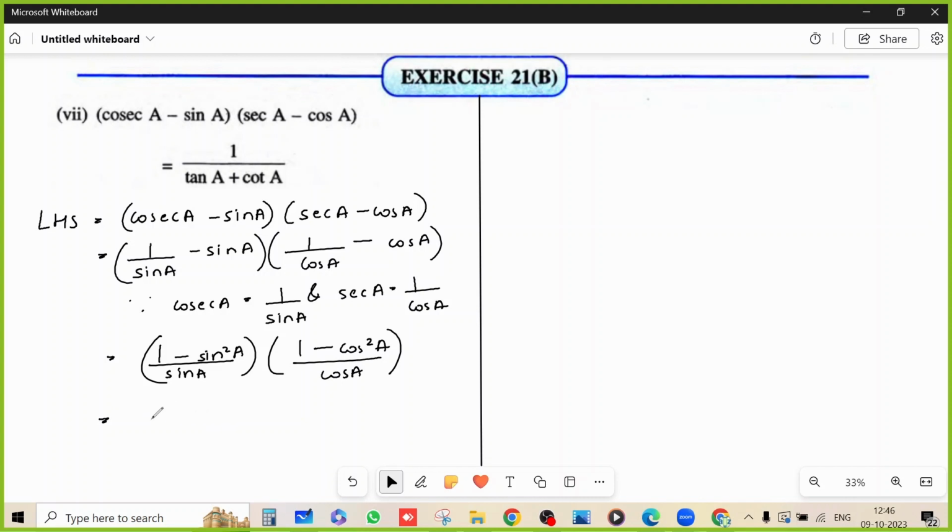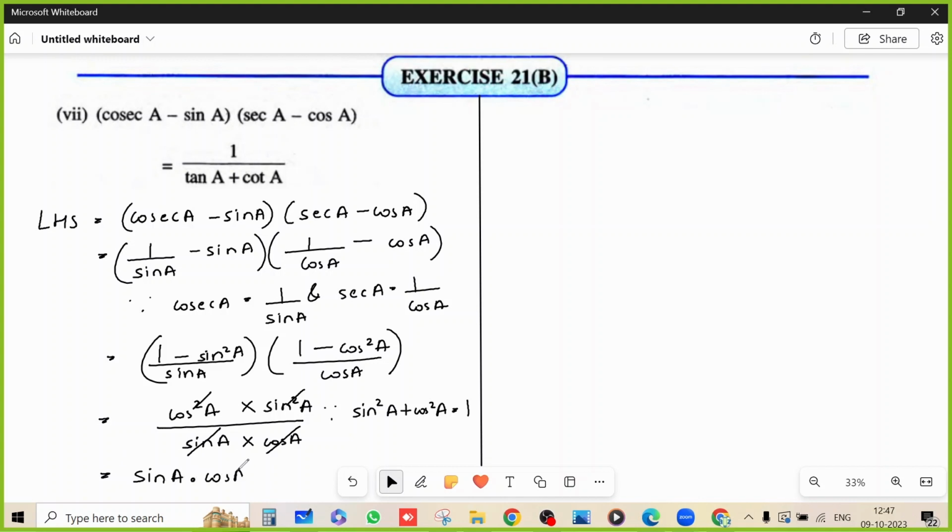Now 1 minus sin square a is equal to cos square a, and 1 minus cos square a is equal to sin square a. This is by the trigonometric identity that sin square a plus cos square a is equal to 1. Therefore, 1 minus sin square a is equal to cos square a, and 1 minus cos square a is equal to sin square a. So sin a will get cancelled out, cos a will get cancelled out, and we are left with sin a into cos a.